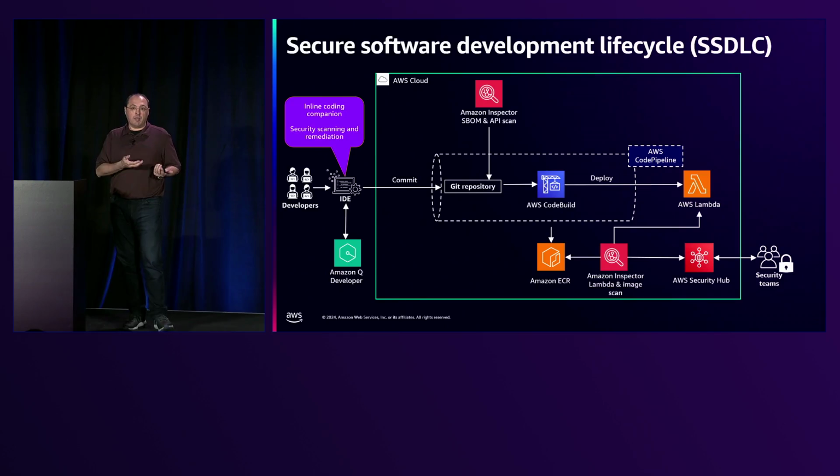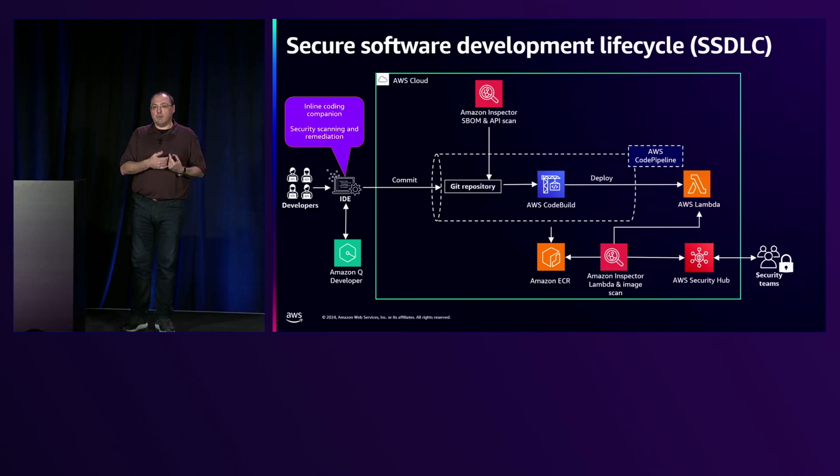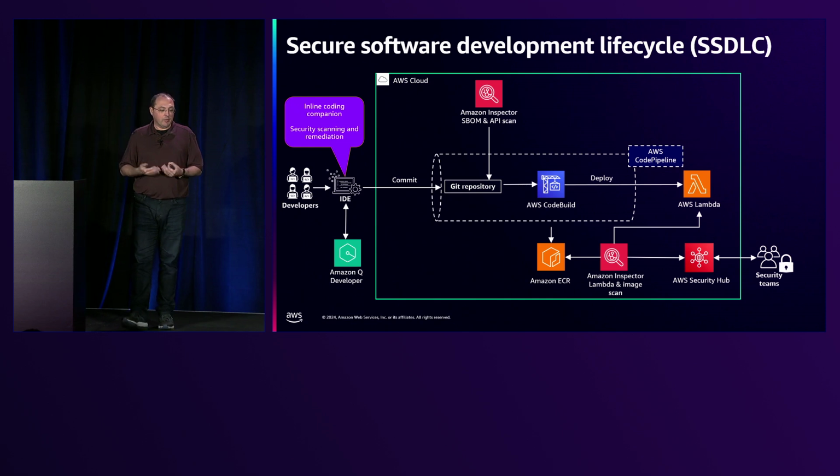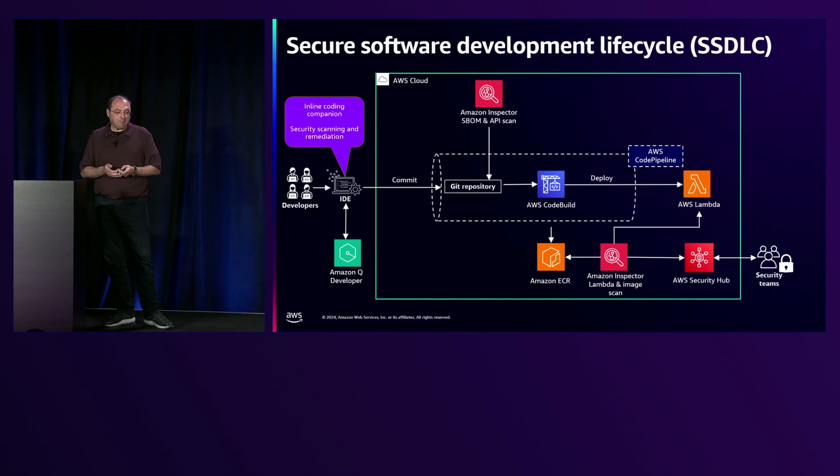And that's where Amazon Inspector comes in, to have that continuous scanning and then surface any findings that it discovers through a central management infrastructure that our security teams can be looking at, right? So you can see here we have AWS Security Hub with the security teams that are viewing those particular findings.